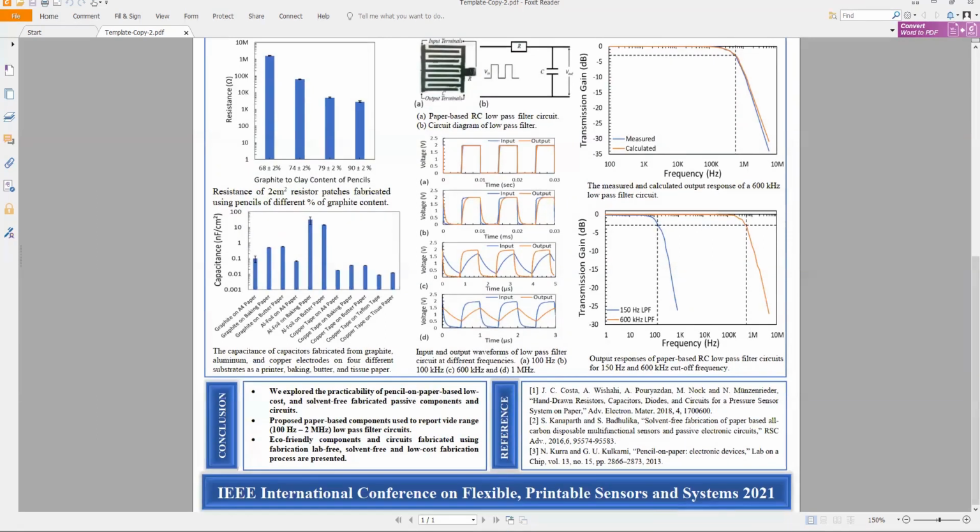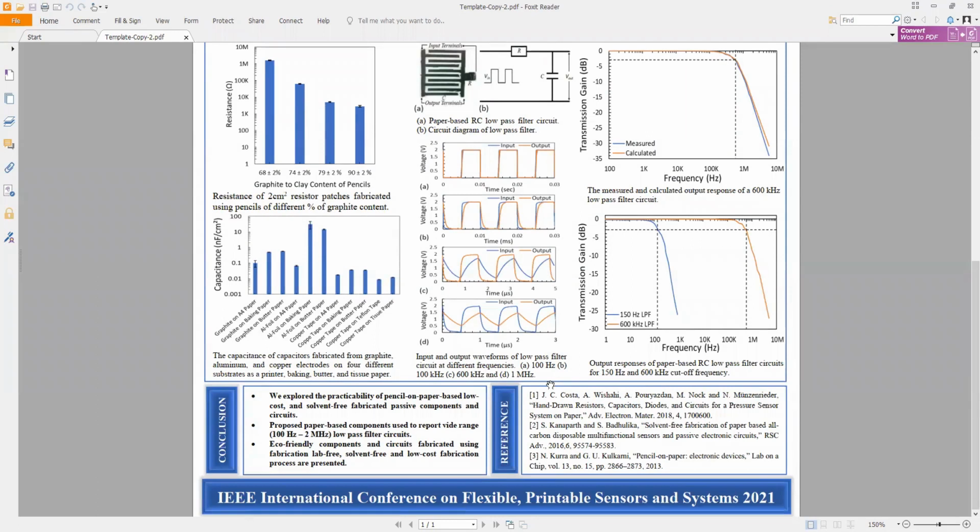From this figure, you can conclude that using resistors and capacitors of a wide range, with resistance from 4 kilo ohms to mega ohms and capacitors from 2 picofarads to 10 microfarads, we can easily fabricate low pass filters from 100 hertz to 2 megahertz.